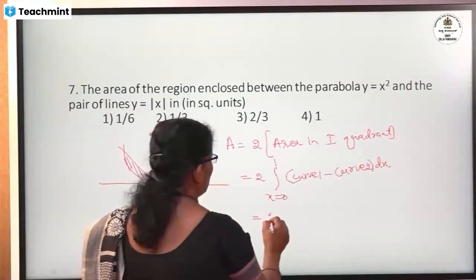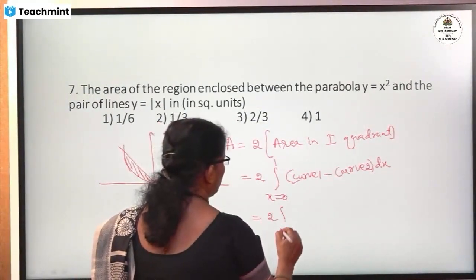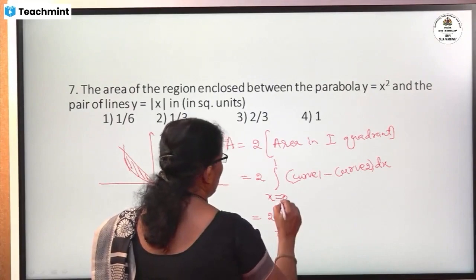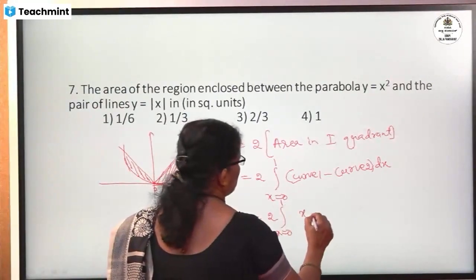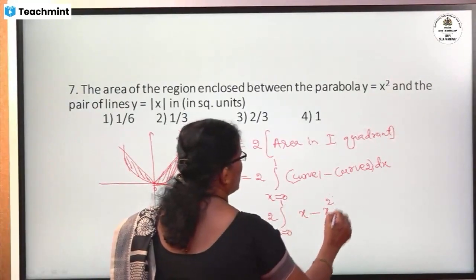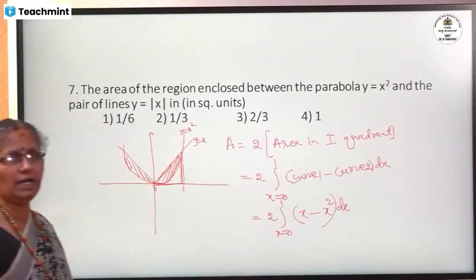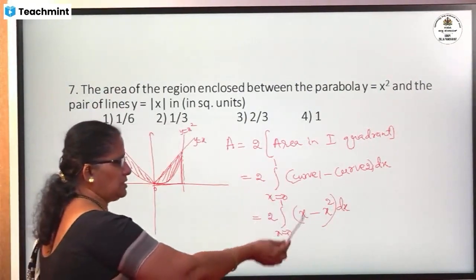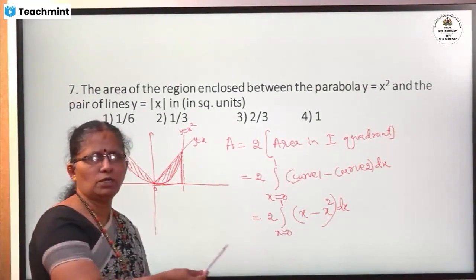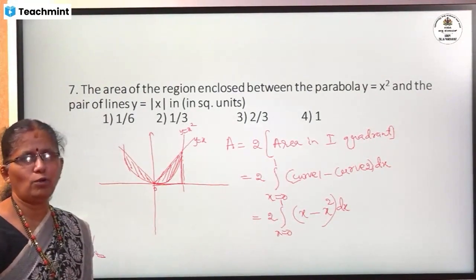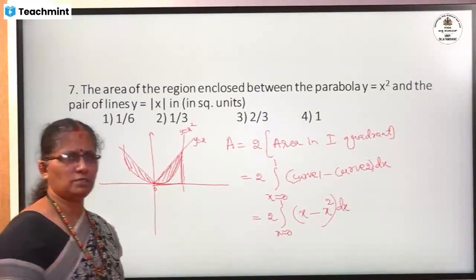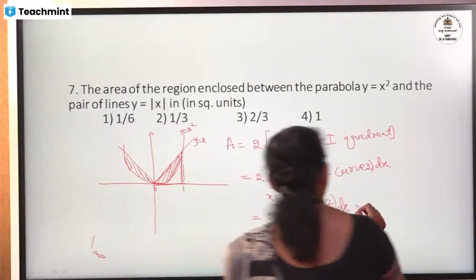Okay. For the first curve, what is y? Is x. For the second curve, what is y? Is x squared. By any chance, if you write x squared first, x next, no issues. What you get is a negative value. So while writing, you make it positive because area will always be positive.